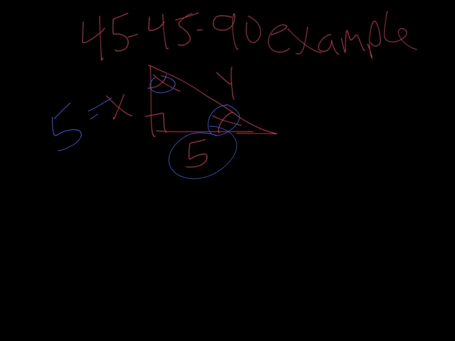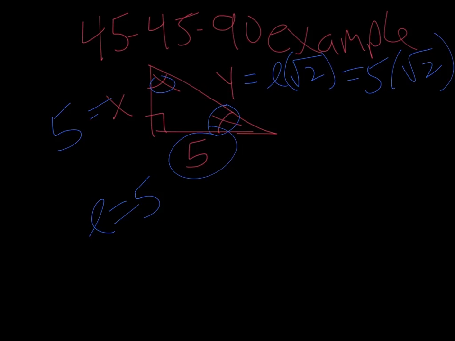Okay, and then that would just leave me y. Now if I follow my formula, in this case L is 5. So to find y, I know I have to take L times the square root of 2. So this would just be 5 times the square root of 2. And this is an exact answer. You can leave it like this, or you can run to a calculator, punch it in, and you'll get an approximate decimal value.